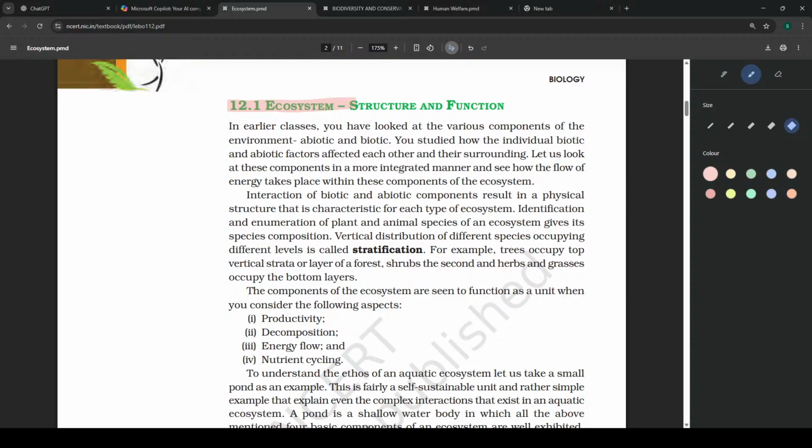Ecosystem structure and function, this is the first topic after the introduction. In earlier classes you have looked at the various components of the environment, abiotic and biotic. You studied how the individual biotic and abiotic factors affected each other and their surroundings. Let us look at these components in a more integrated manner and see how the flow of energy takes place within these components of the ecosystem.